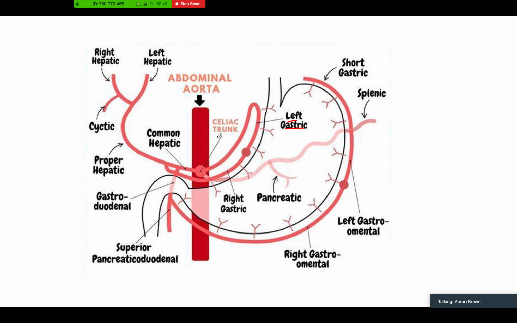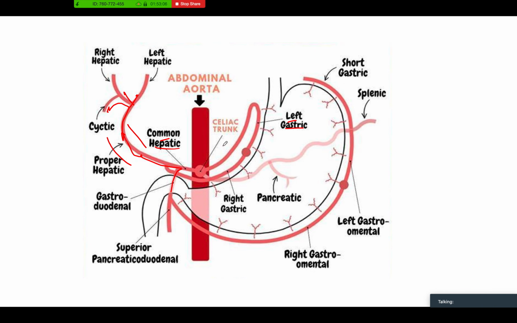The second branch is going to be our common hepatic artery. The common hepatic will immediately branch to give us our gastroduodenal, and then the other branch will go to the liver as the proper hepatic. This is within that hepatoduodenal ligament we just talked about. And then it's going to branch into our left hepatic, our right hepatic, and our cystic to go to our gallbladder.